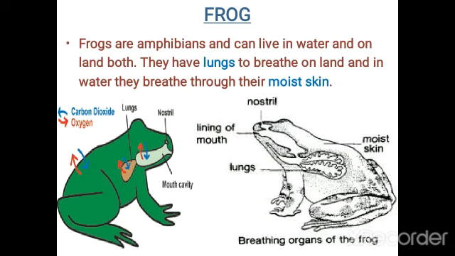Now frog. You all have learned about frog. They are amphibians. What are amphibians? The animals which can live both inside water and on the land. So just like a frog, it can live on land also, inside water also. So when it goes inside water, it will take in the dissolved oxygen through its moist skin. But when it is on the land, it will breathe like us through the lungs. So there are two organs of respiration or breathing in a frog, that is lungs and moist skin both. Right?